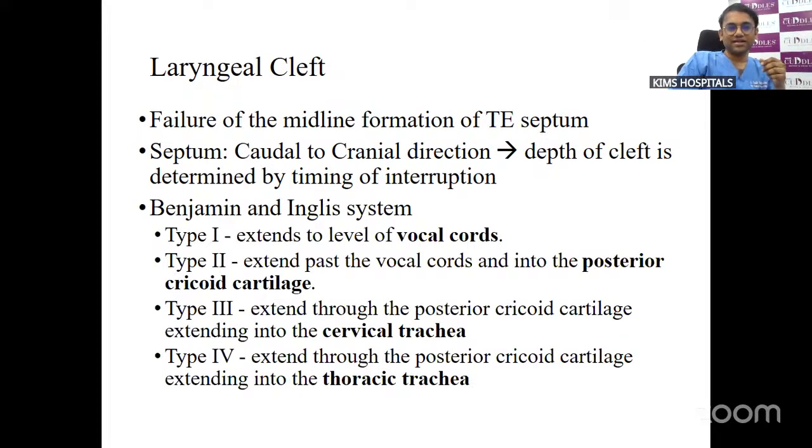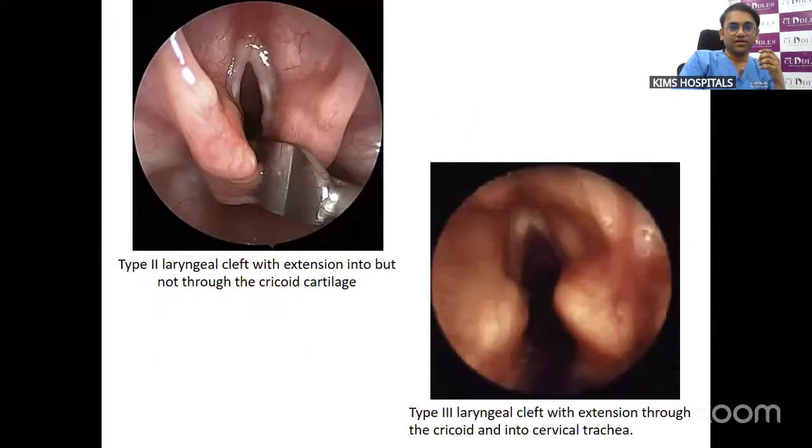So in the Benjamin and Inglis system of classification, type 1 varies in extent till the level of the vocal cords. Type 2 extends beyond the vocal cords into the posterior cricoid cartilage. Type 3 is beyond the posterior cricoid cartilage into the cervical trachea. Type 4 extends into the thoracic trachea. So these are type 2 laryngeal clefts, but without extension into the cricoid cartilage. The type 3 are beyond the cricoid cartilage.